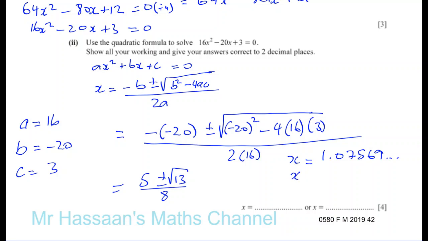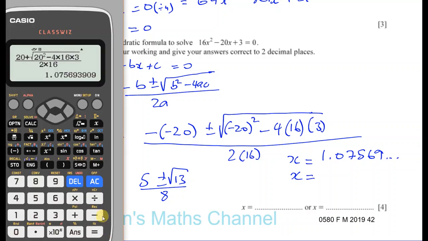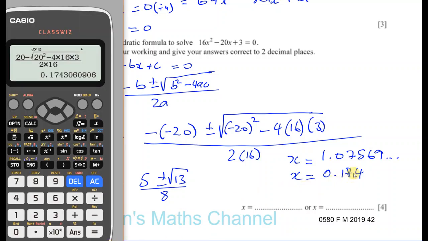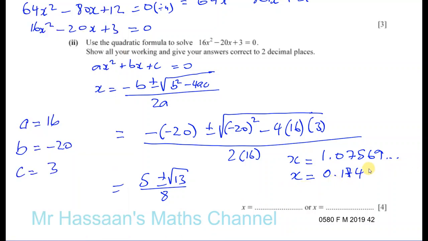And the other answer is going to be when you put a minus in place. It's like plus or minus. You're going to go all the way back to just before the sign, change that plus to a minus, press equals again, and you get 5 minus root 13 over 8. Of course, that's going to give you 0.174306, and it continues on.